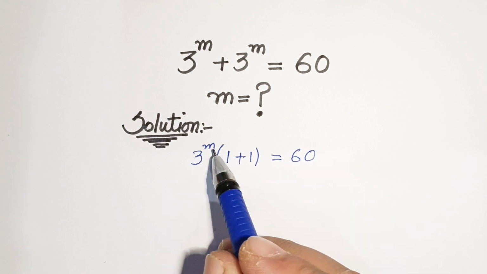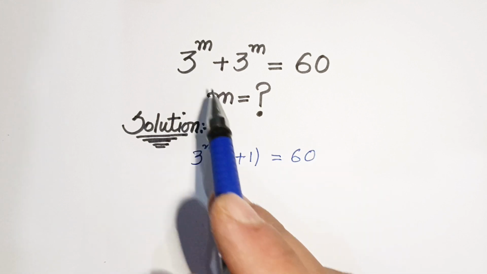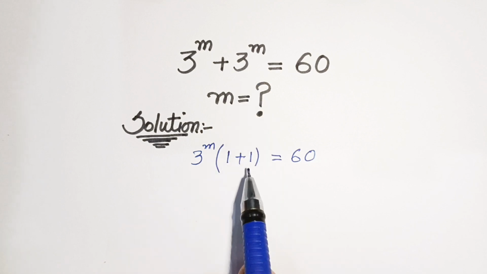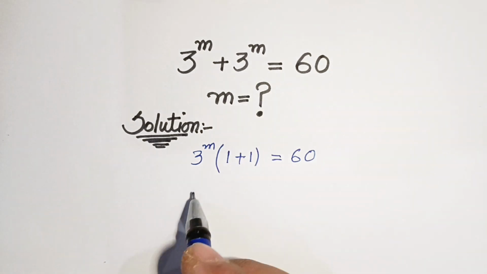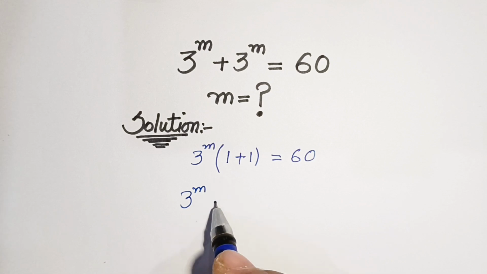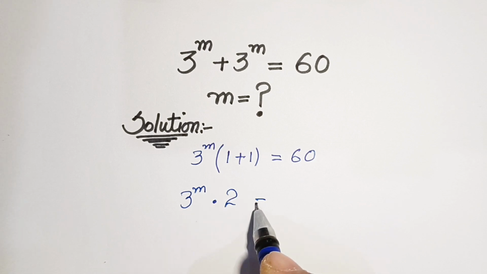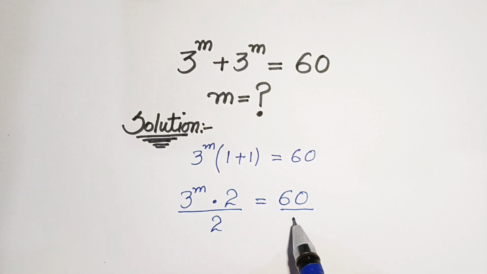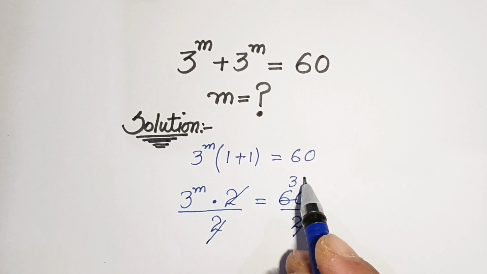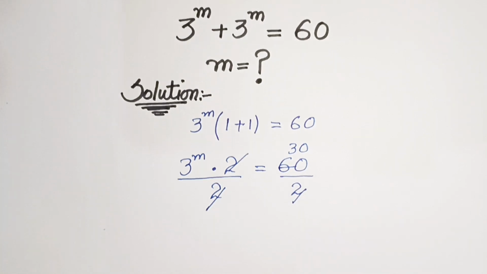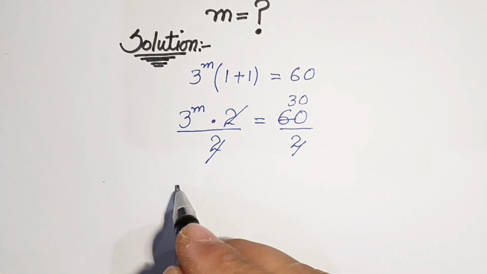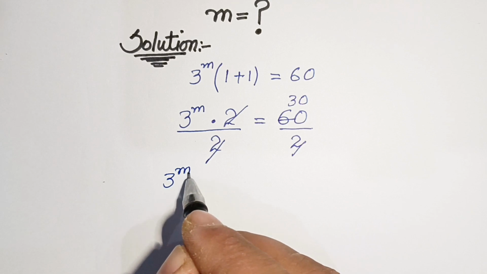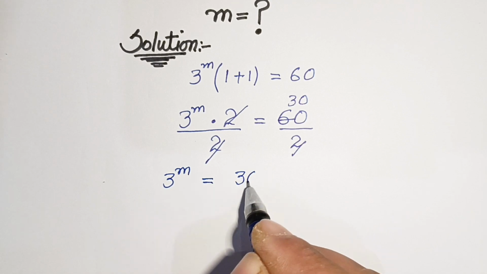By dividing 3 to the power m by 3 to the power m we get 1, and similarly here we have this one. So 3 to the power m times (1 plus 1), which is 2, is equal to 60. Now if we divide both sides by 2, cancelling 2 with 2, here we have 60 divided by 2, which is 30, since 2 times 30 is 60. Then 3 to the power m is equal to 30.